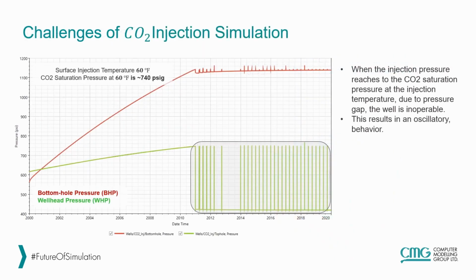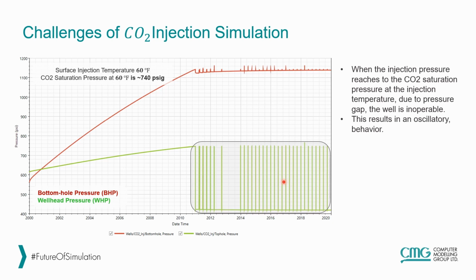Here in this plot, we see the wellhead pressure and bottom hole pressure of the CO2 injector. We see that when the CO2 injection pressure reaches the saturation pressure of CO2 at 60 degrees Fahrenheit, which is around 740 psi, then the well becomes inoperable. And this is shown by this oscillatory behavior at this section.